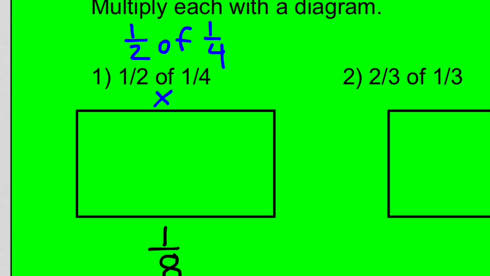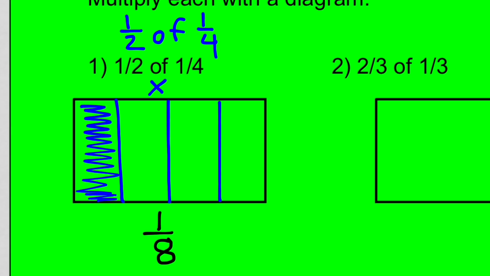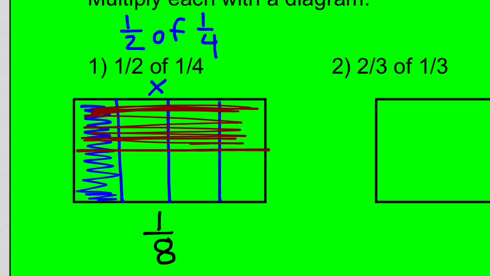So what you do is you start with the second fraction, 1/4. We're going to divide this rectangle into 4 equal parts, and then shade in 1/4. Then, going the other way, horizontally, we're going to divide this in half and do the first fraction. We're going to shade in 1/2. So we've got 1/4 shaded in blue and 1/2 shaded in red.